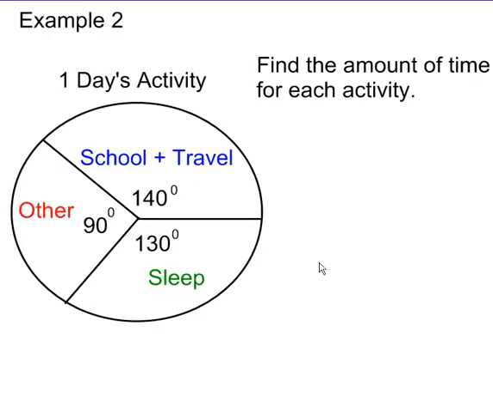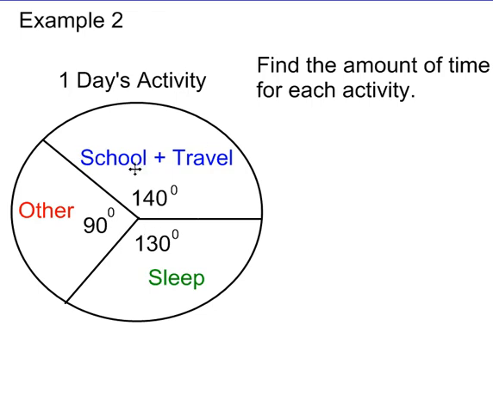Here's my example. Find the amount of time for each activity. Here we have a title. The title will normally tell you what we're dealing with, so the type of unit and the total that we're dealing with. So I know it's 1 day's activity, and in 1 day it's broken down into these three components.